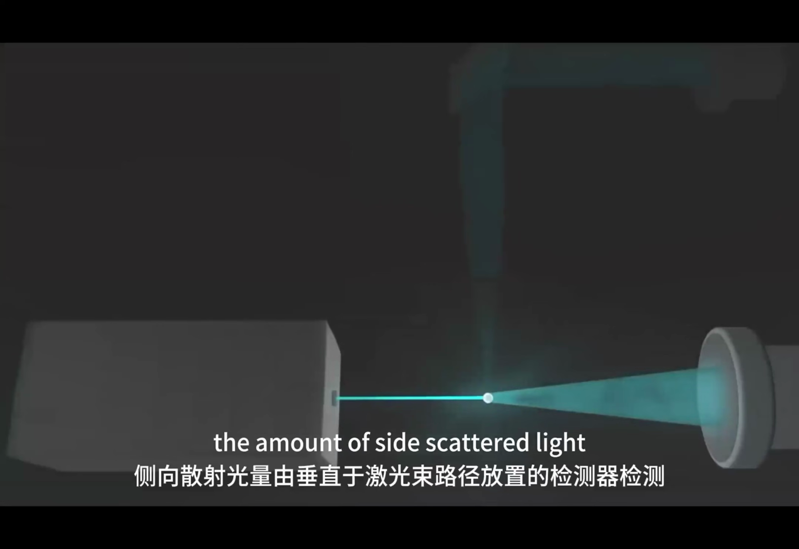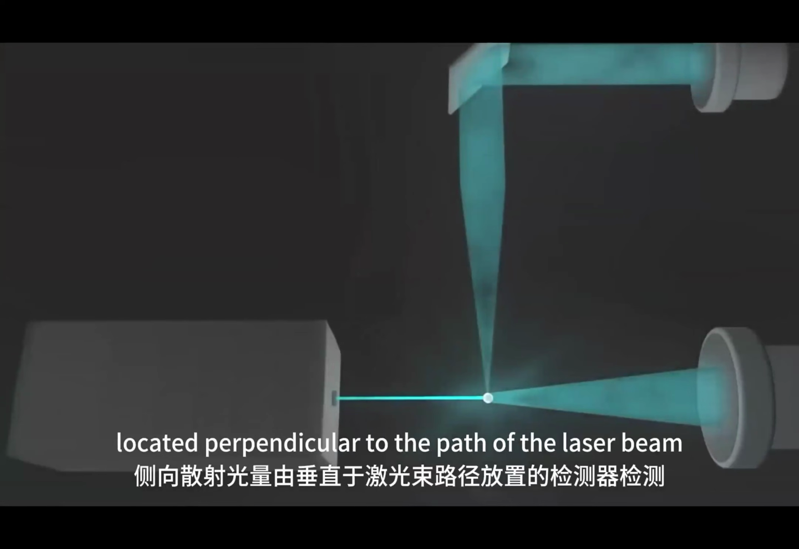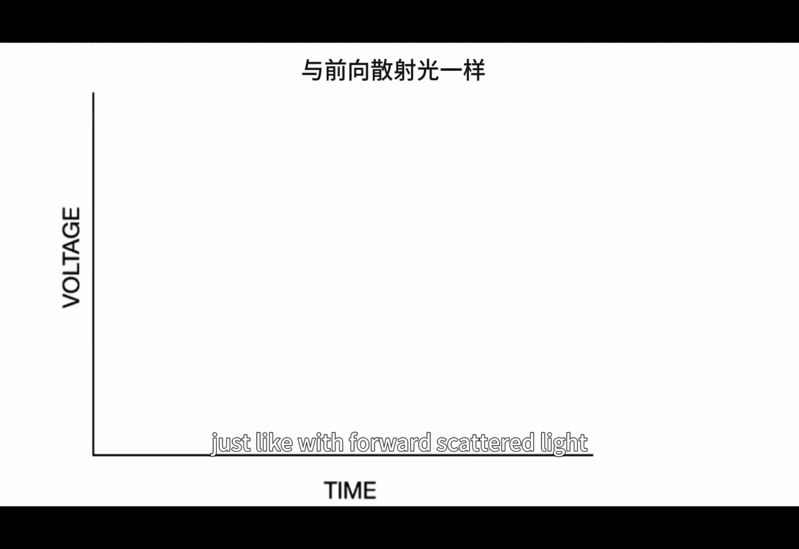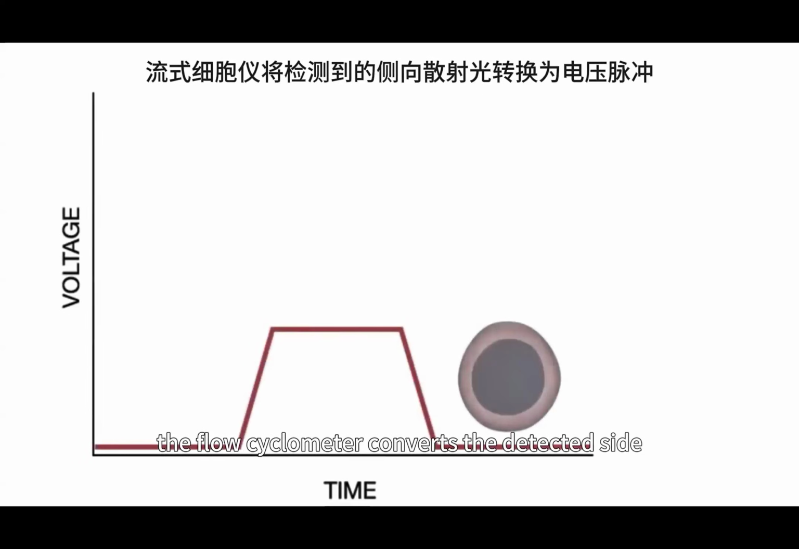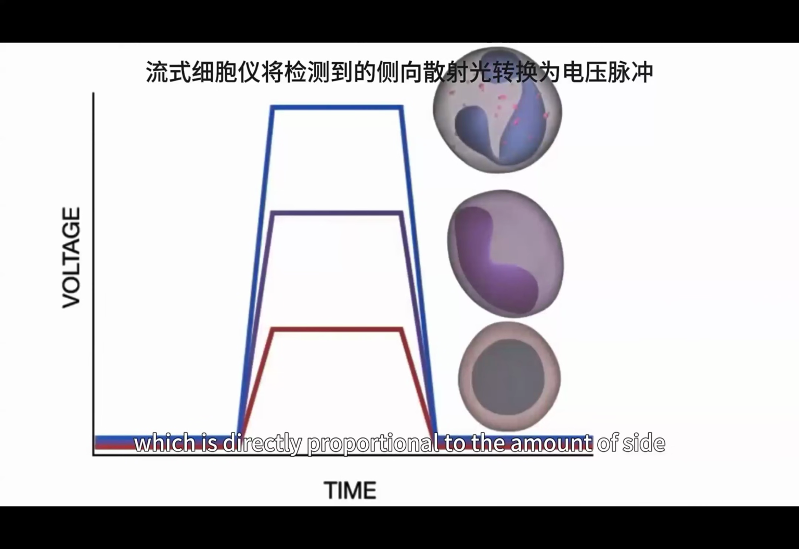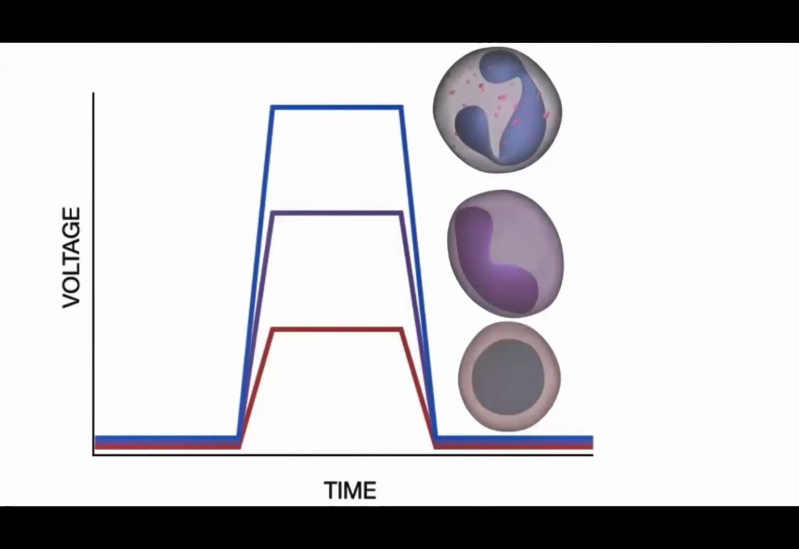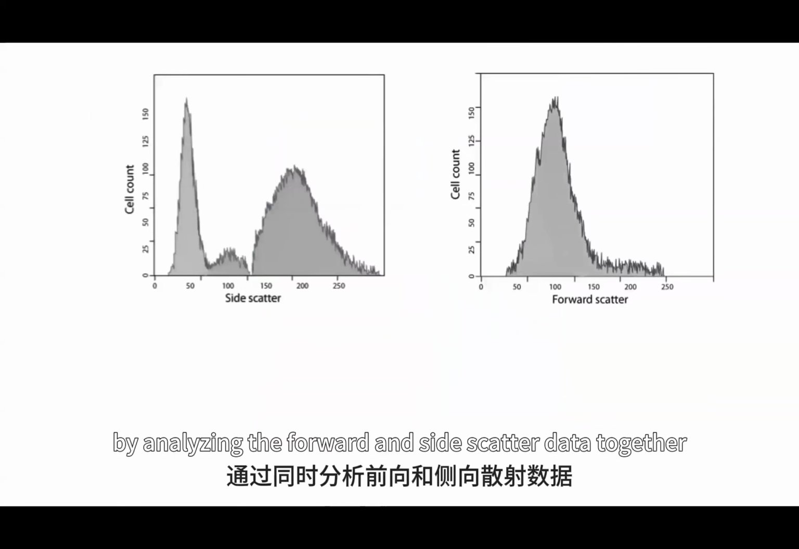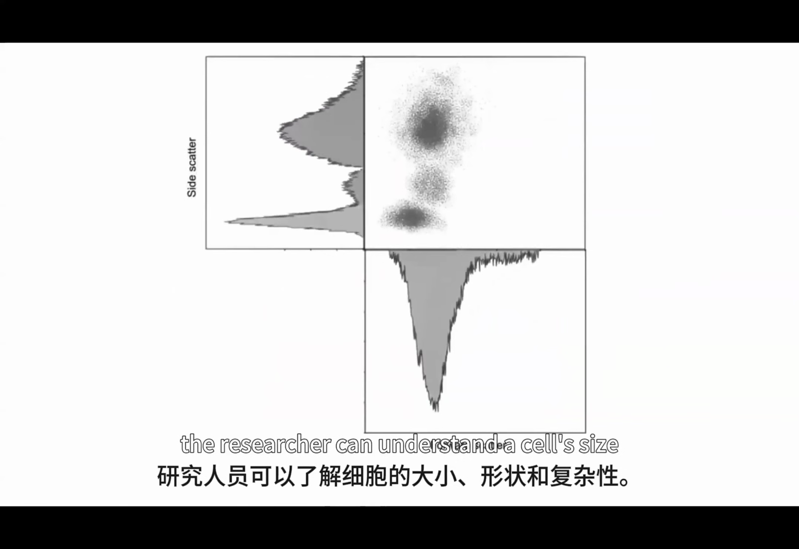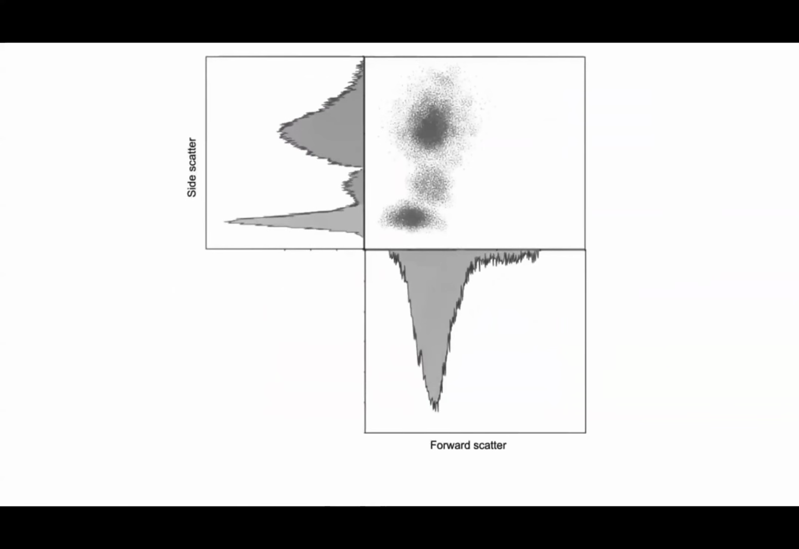The amount of side scattered light is detected by a detector located perpendicular to the path of the laser beam. Side scatter is proportional to the shape and internal complexity of a cell. Just like with forward scattered light, the flow cytometer converts the detected side scattered light into a voltage pulse, which is directly proportional to the amount of side scattered light. By analyzing the forward and side scatter data together, the researcher can understand a cell's size, shape, and complexity.